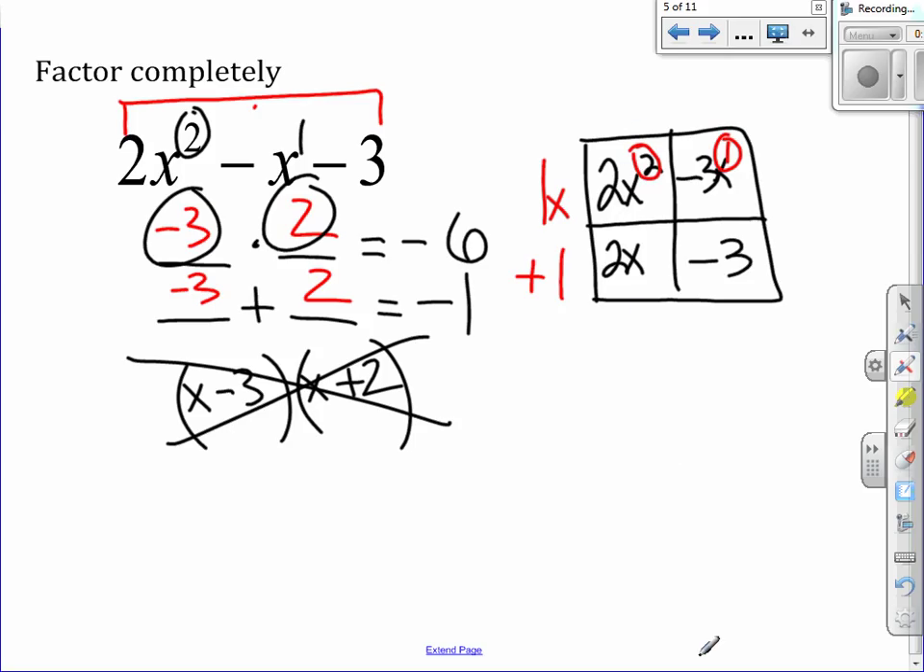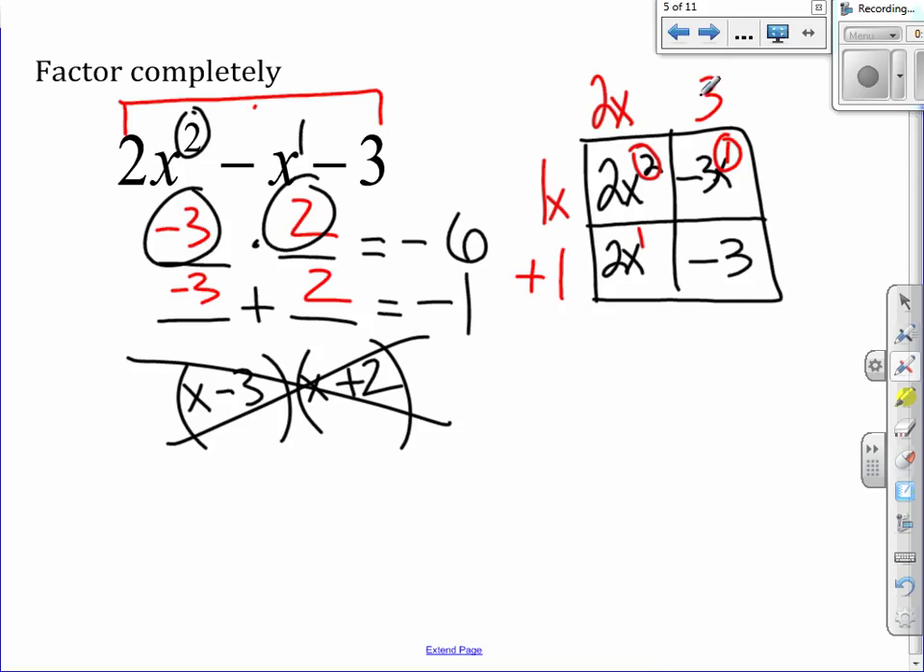First column, what's the GCF of 2x squared and 2x? Let's start with the numbers. What's the biggest number that would go into 2 and 2? I think 2, right? How many x's do they have in common? To determine that, we look at our exponents. 2 factors of x here, 1 factor of x there. We go with the smaller exponent. The smaller exponent is 1, so we can take out an x to the first, but I'm not going to write the 1 on the x because it's not needed. Last column, GCF of negative 3 and negative 3. Biggest number that goes into 3 and 3 is 3.